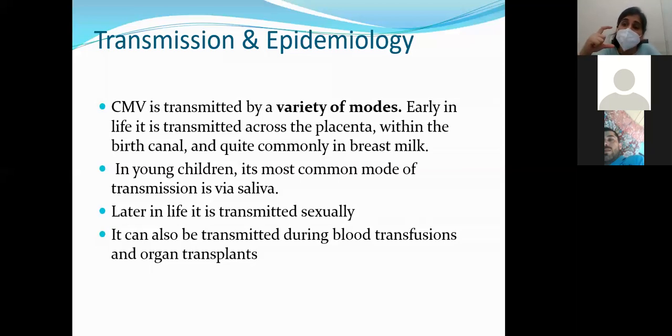And varicella zoster virus, which causes the primary disease varicella, which is chickenpox, and the secondary disease, which is shingles, is transmitted by the respiratory droplets.